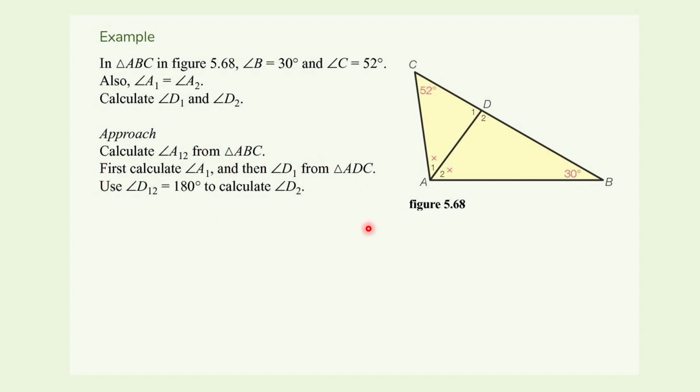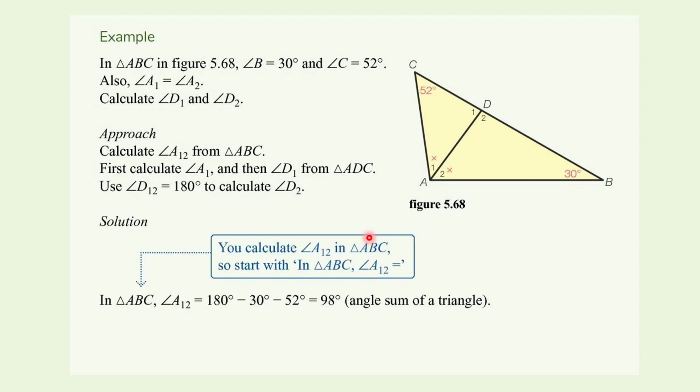What you must write down now is, for example, this. In triangle ABC, you write angle A12 is 180, minus 30, minus 52. This whole angle here, minus 30, minus 52, is 98 degrees, angle sum of a triangle. What you also always can do is check yourself. 98 degrees means this angle must be obtuse, and you see indeed that there's an obtuse angle. It's bigger than 90 degrees, so that checks out.